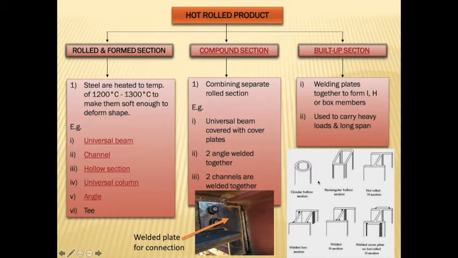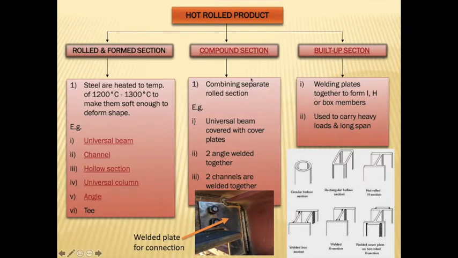Right, so you can see here these are examples. We have a circular hollow section, and also a hot roll H section. Here we have a rectangular hollow section. These are the roll and form sections. We can see that the section is produced as one.